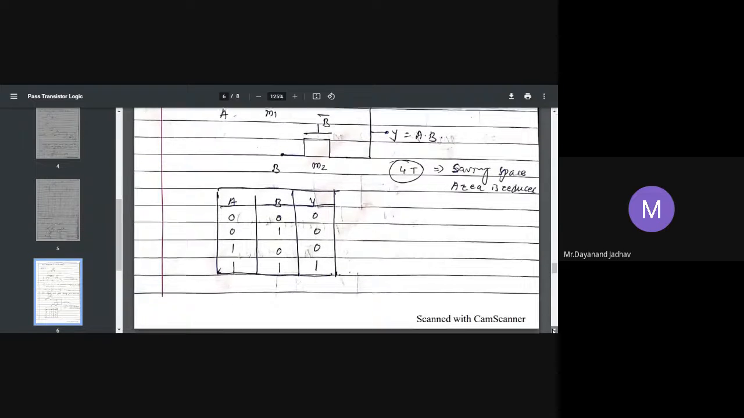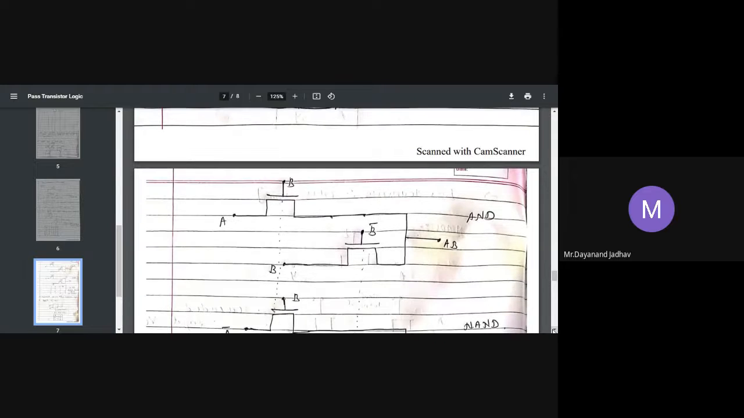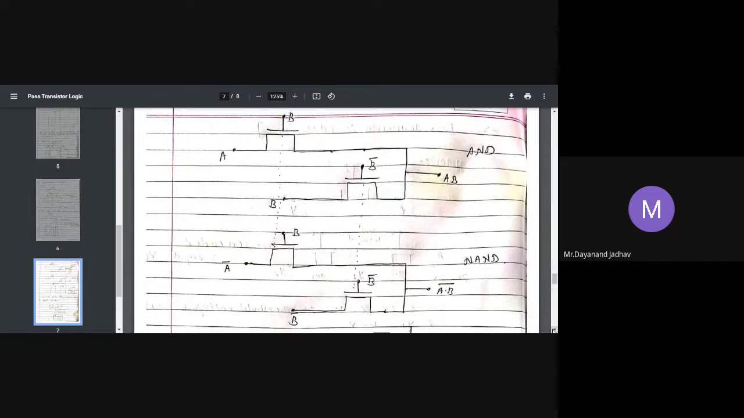Okay, then next, when we consider the NAND gate, how do we implement the NAND gate using the pass transistor logic? As we already know how the AND gate is implemented, with A, B, and B, B bar to be considered. What is the logic here? What is the truth table for the AND gate? As we know, A and B whole bar. This is the output of the NAND.